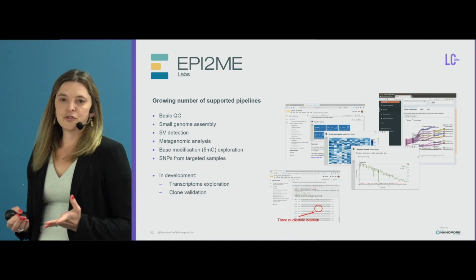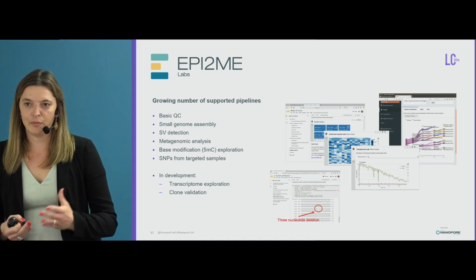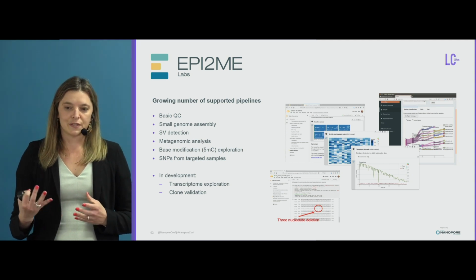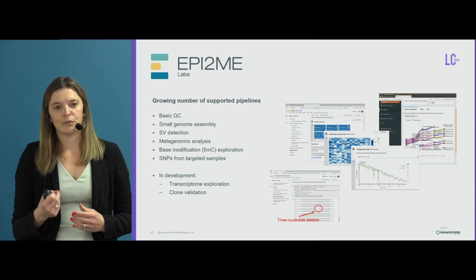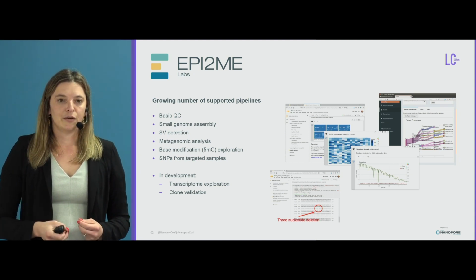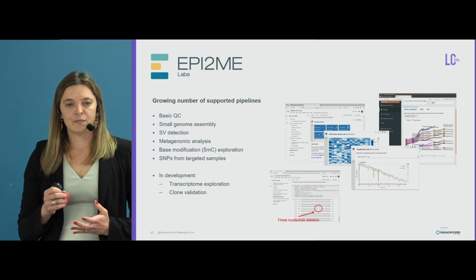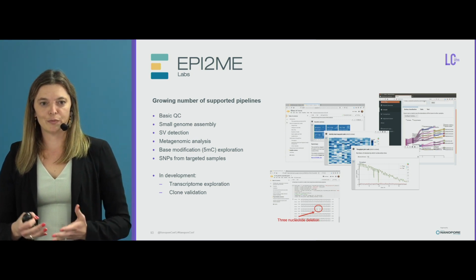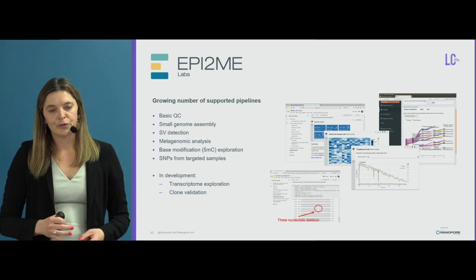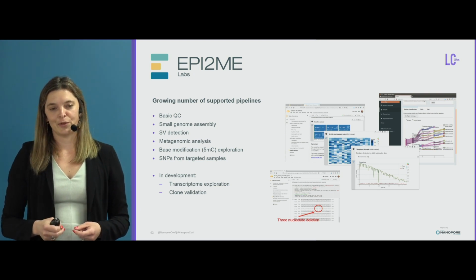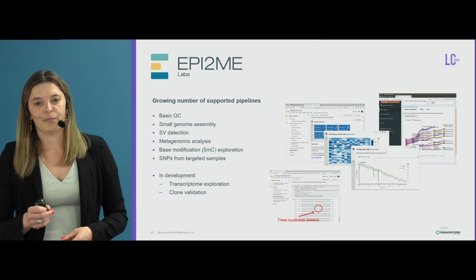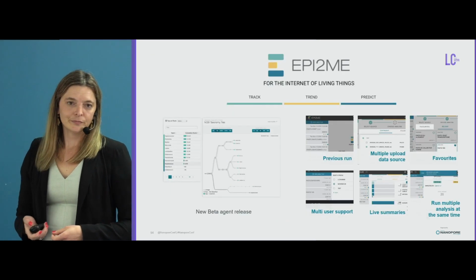We then move on to our analysis product. So mentioned already by Stu is our Epitome Labs, which is a mechanism by which users can get to know how to run the analysis pipelines. In there, we've got our QC, small genome assembly, SV detection, metagenomic analysis, the base mods, the SNPs, and in development, there are a whole ream of analysis pipelines coming, things such as transcriptome exploration and clone validation.